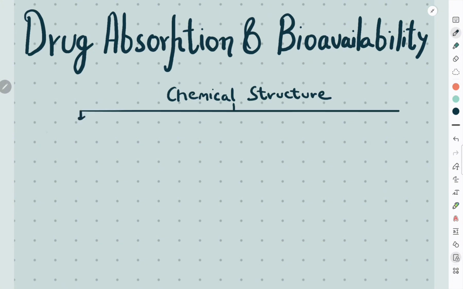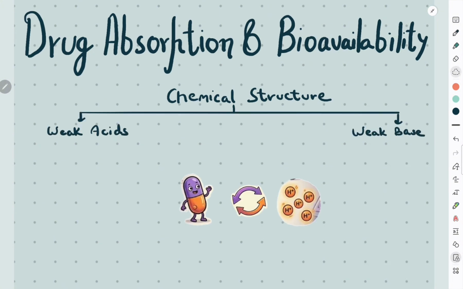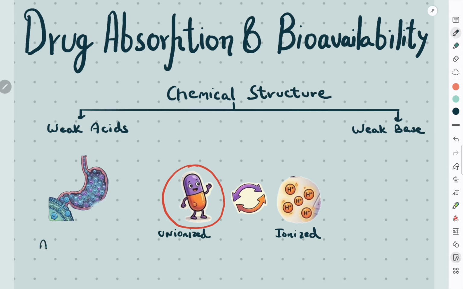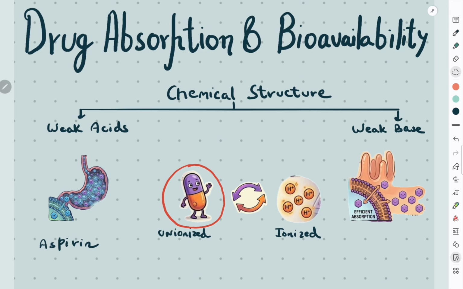Most drugs are either weak acids or weak bases, meaning they exist in an equilibrium between a charged, ionized form and an uncharged, unionized form. Only the uncharged form can easily cross fat filled membranes. Therefore, a weakly acidic drug like aspirin remains uncharged in the highly acidic environment of the stomach, allowing it to be absorbed rapidly there, whereas a weakly basic drug will remain uncharged and absorbed better in the alkaline environment of the intestines.